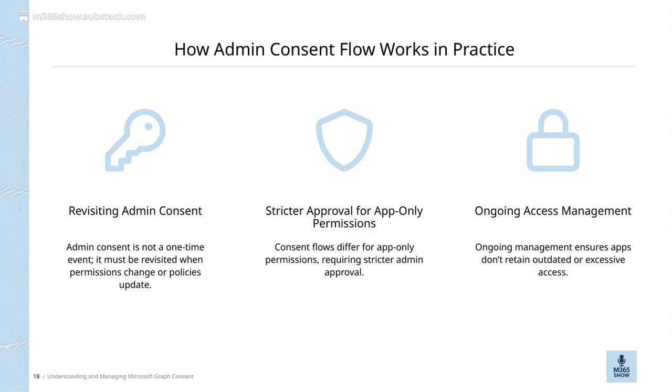And remember, admin consent isn't just a one-time approval. It's an ongoing process. If permissions change or if there are updates to policies, administrators need to revisit and reassess those consents. This helps ensure that access levels remain appropriate and aligned with current security standards. Finally, understanding how the admin consent flow works in practice is key. It's a dynamic process that involves regular review and adjustment. Keeping these practices in mind helps us better manage permissions and uphold the integrity of our systems.